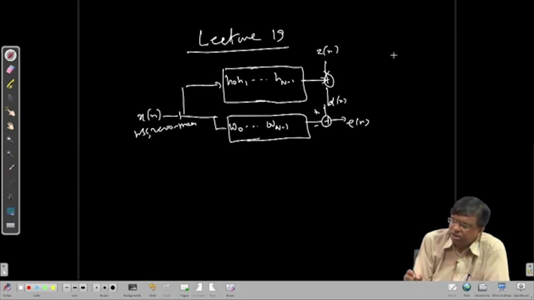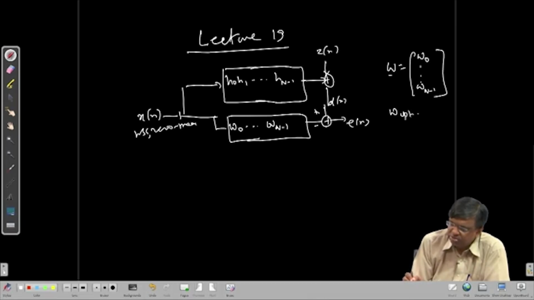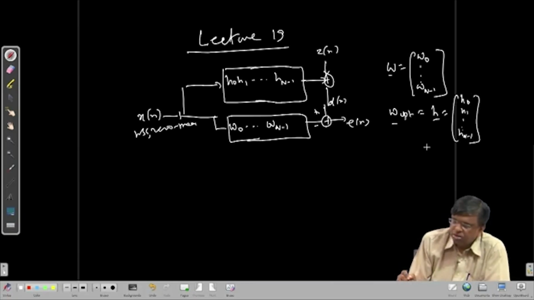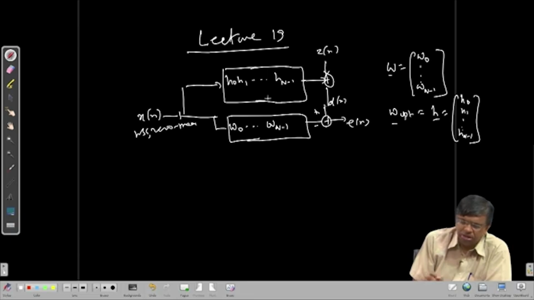Then we showed that the optimal filter W is W0 ... Wn minus 1, so W opt is nothing but the filter coefficient vector H. If I can compute W opt from the autocorrelation matrix of Xn and the cross correlation between Dn and Xn, that is R inverse P, then W opt gives us the unknown system parameters, which is fine.